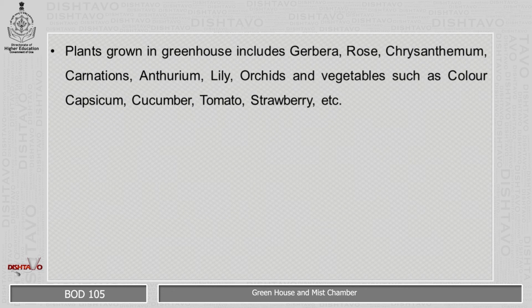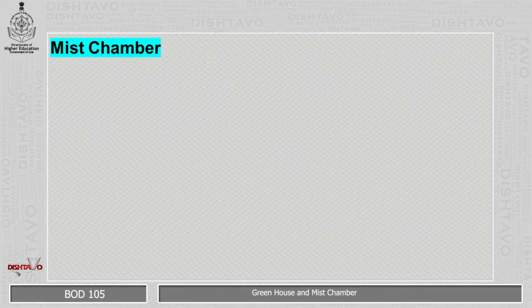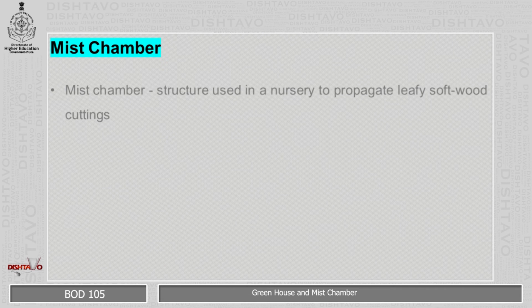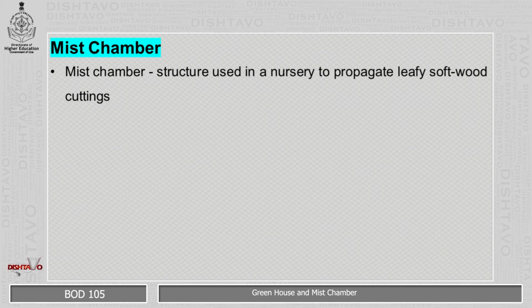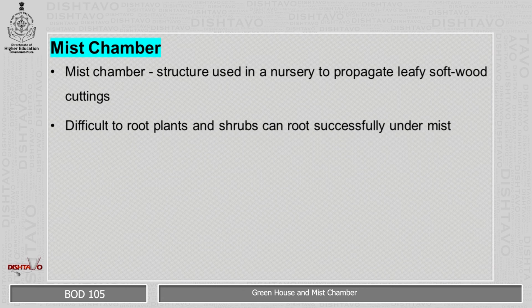The plants which are grown in greenhouse include gerbera, rose, chrysanthemum, carnations, anthurium, lilies, orchids and vegetables such as colored capsicum, cucumber, tomato, strawberry, etc. Now let us study about mist chamber. Mist chamber is the structure used in a nursery to propagate leafy, soft wood cuttings. Difficult to root plants and shrubs can also root successfully under mist.